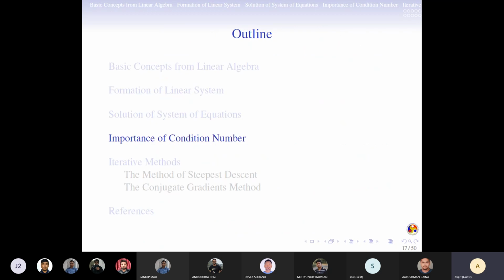Now we are coming to the condition number. This is very important in this context, so I should say something.